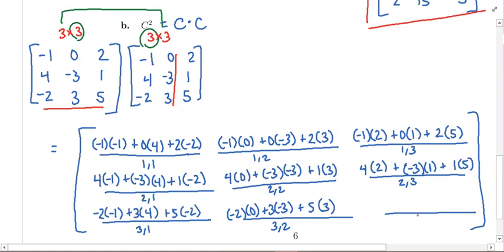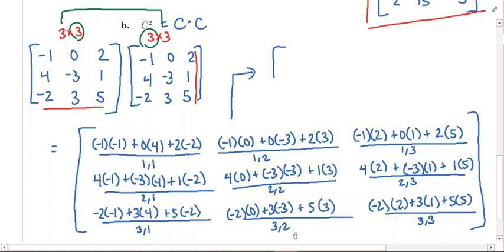Last spot, that's in the third row, third column. We need to do the dot product of the third row here, and third column here. Let's write it down. We're going to get negative 2 times 2 plus 3 times 1 plus 5 times 5. Now we need to simplify all this arithmetic, but that's how you form the product. Let's go ahead and clean it up.